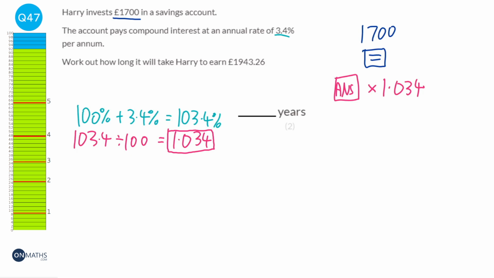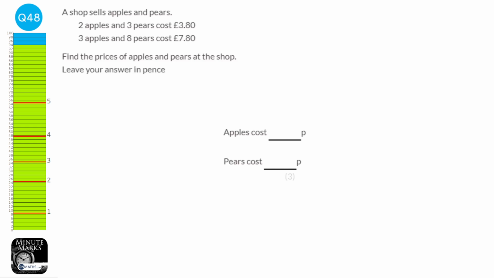Press it once, and it gives us £1,757.80. Now, when we press it again, that would be after the second year. So it puts in the 1,757.80 as this answer here, and then raises that by 3.4%. So we've got to keep pressing equals and count how many times we press equals to get to the answer. You'll find that on the fourth press of the equals button, you will get £1,943.26.